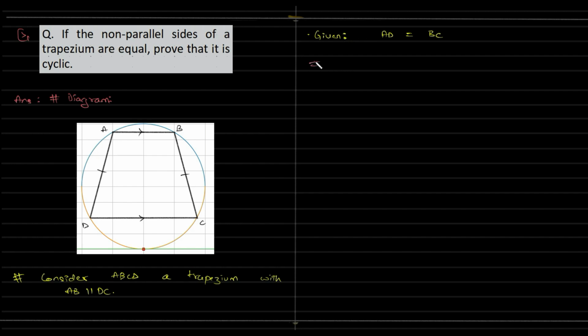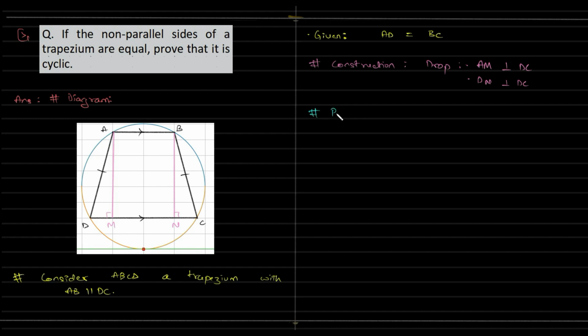Next is a construction. So let's actually draw the diagram. Let's draw a perpendicular line. So let's call these N and M. Drop AM perpendicular to DC and BN perpendicular to DC. Okay, so that's your construction.